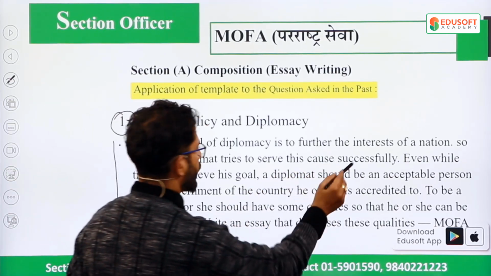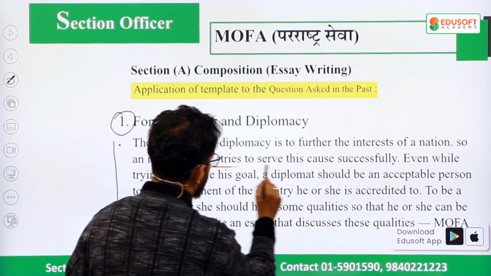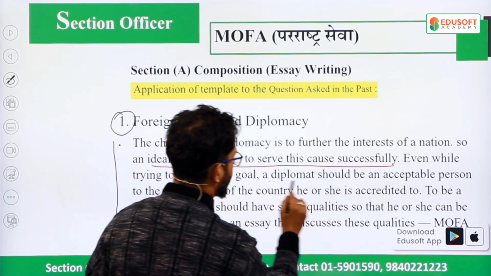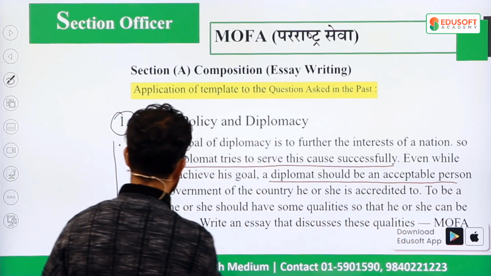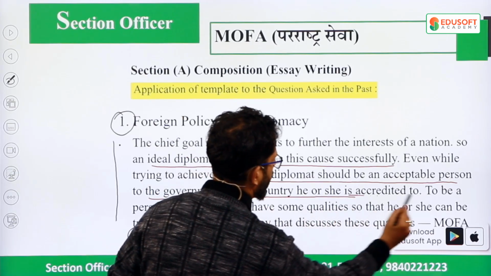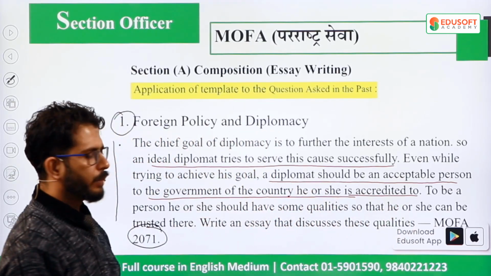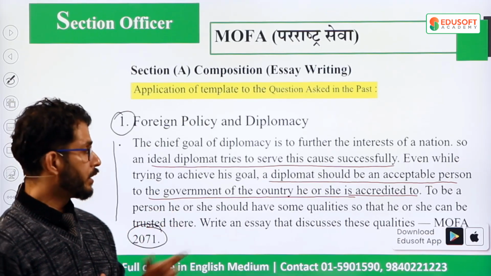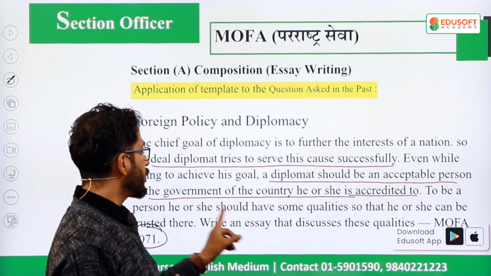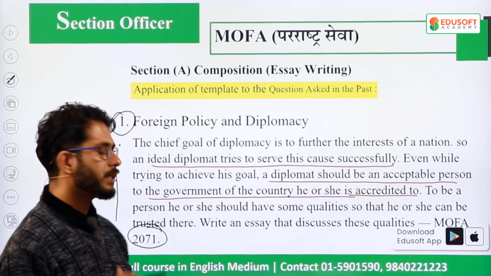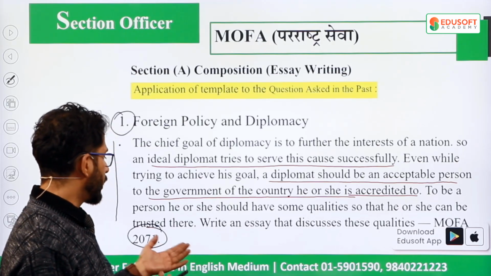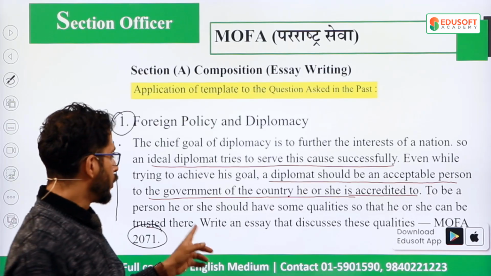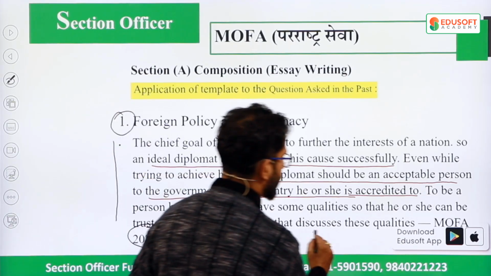An ideal diplomat tries to serve his cause successfully, even while trying to achieve his goal. A diplomat should be an acceptable person to the government of the country he or she is accredited to. These are your focus points. This is how it is trying to tell you about the qualities of a diplomat. To be such a person, he or she should have some qualities so that he or she can be trusted there as an ambassador or as a diplomatic person abroad. So here you are going to write an essay that discusses the qualities.